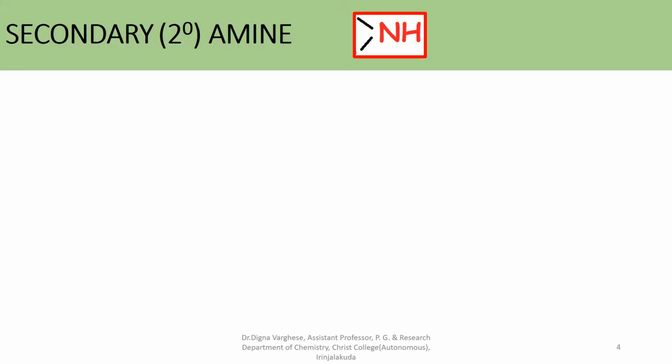Here we will discuss some examples of secondary amines. Its functional group is divalent NH. Here you can see an example, dimethylamine. Its IUPAC name is N-methylmethanamine. We know that methanamine is CH3NH2. So one of the hydrogen atoms in the NH2 part is replaced by a methyl group, and it is known as N-methylmethanamine.